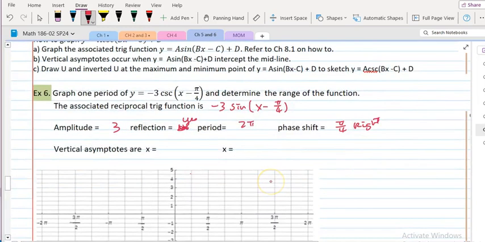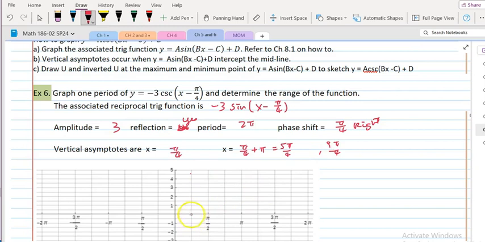The vertical asymptotes are where? It used to be at 0 and pi. Because you shift by pi over 4, it will be pi over 4, then pi over 4 plus pi, which is 5 pi over 4. And at the end, 2 pi plus pi over 4 is 9 pi over 4. So there are actually 3 vertical asymptotes.